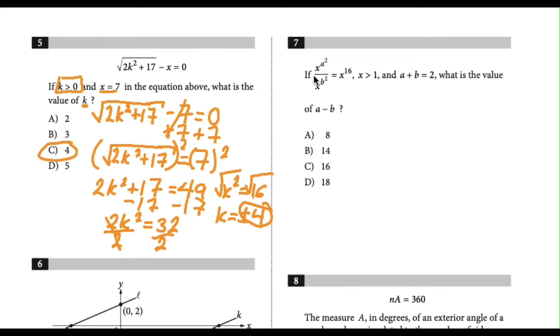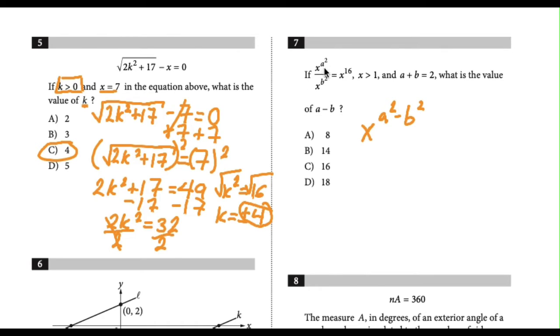Number 7. If x to the power of a squared divided by x to the power of b squared equals x to the power of 16, when x is greater than 1, and a plus b equals 2, what is the value of a minus b? In this question, what we have to do is simplify the fraction on the left. When we have two bases with exponents being divided, we can simplify that into subtracting the two exponents.